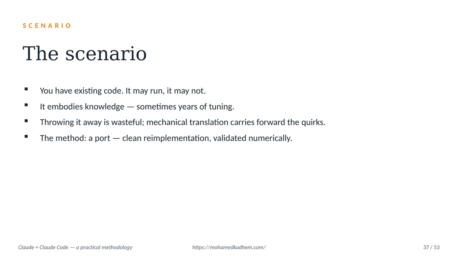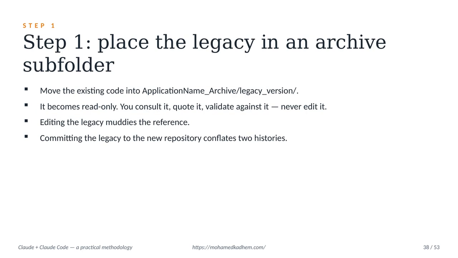The method we propose is a port, a clean re-implementation that preserves the essential behavior, documents the decisions, and validates numerically against the original. Claude and Claude Code are well suited to this, because reading and explaining code is one of their strongest skills. Before you touch anything, move the existing code into a subfolder of your archive folder, named something like legacy version or original source. It becomes a read-only reference. You will consult it, you will quote it, you will validate against it, but you will not edit it.